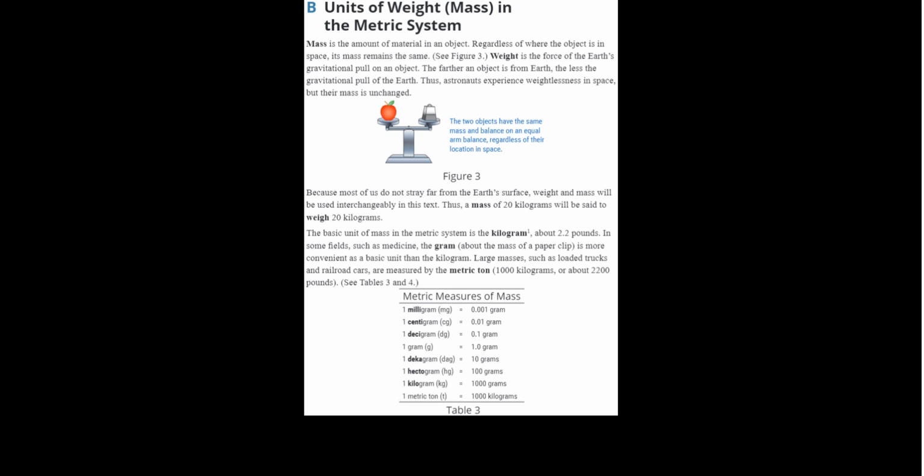which is actually pretty interesting. That's just a nice little side point here. If you've ever heard somebody say metric ton instead of ton, well, a metric ton is 1,000 kilograms, whereas a ton that we're familiar with is 2,000 pounds.